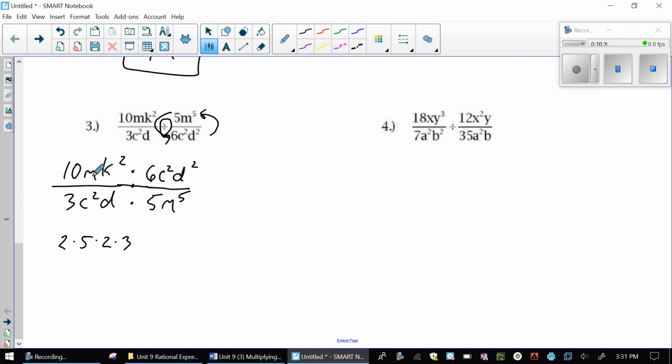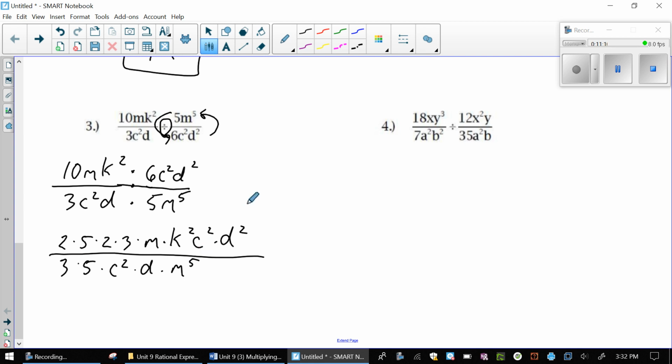Okay, I have an m, a k squared, a c squared, a d squared. I can't simplify any of those, so I'm just going to write them all. The order doesn't matter here, guys, as long as they're all up there in the numerator. Okay, there we go. So there's our numerator. Our denominator now, we have the 3. I'm going to put the 5 up here too. Okay, and then I have c squared times d times m to the fifth.